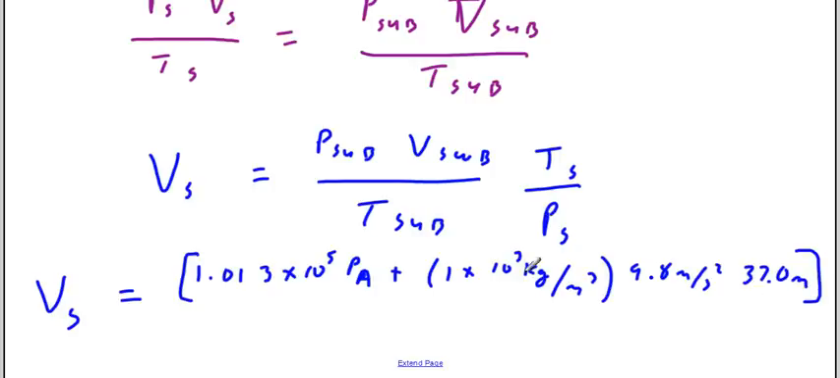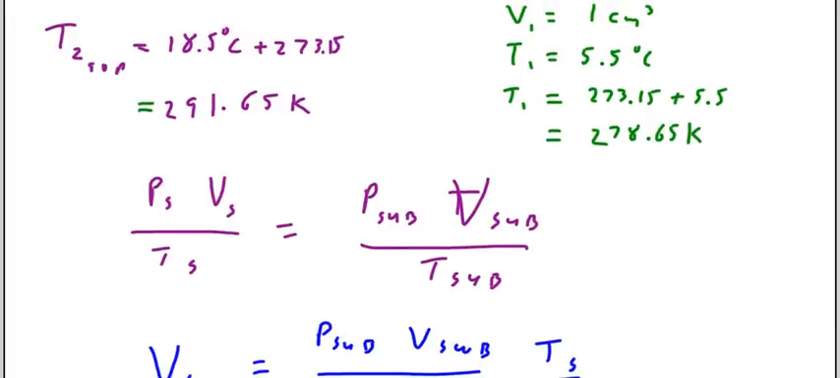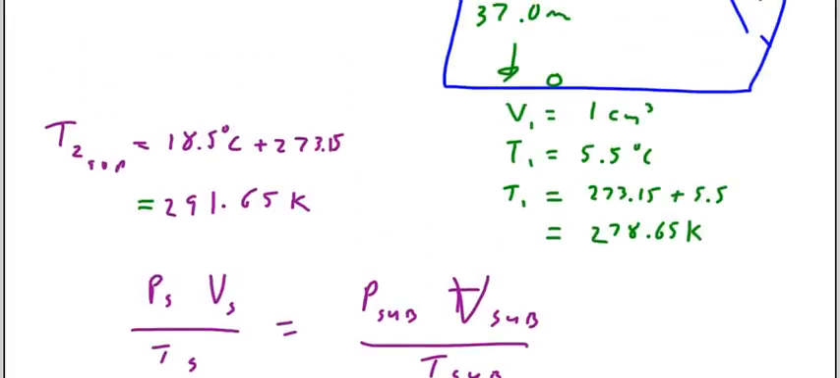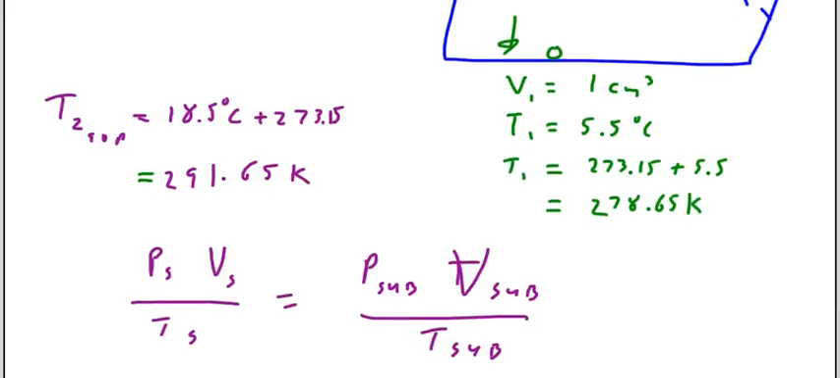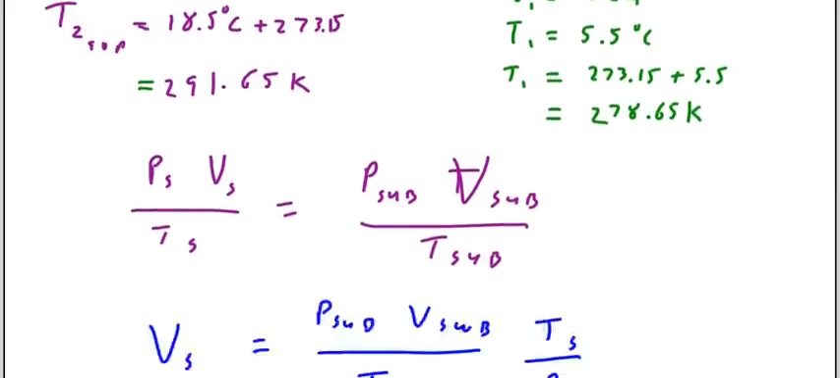And I just ran out of room. Okay, so I'm going to have to multiply that times volume submerged, 1 centimeter cubed, and I have to multiply it times the temperature surfaced. Where's the temperature surface anyway? There it is. 291.65.